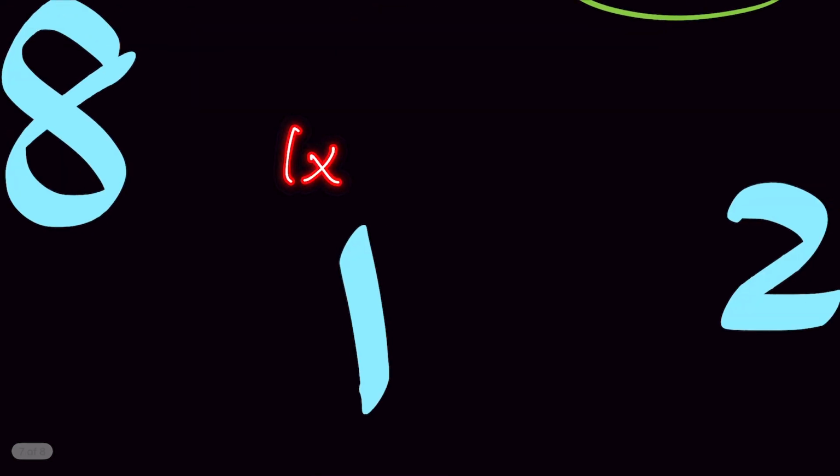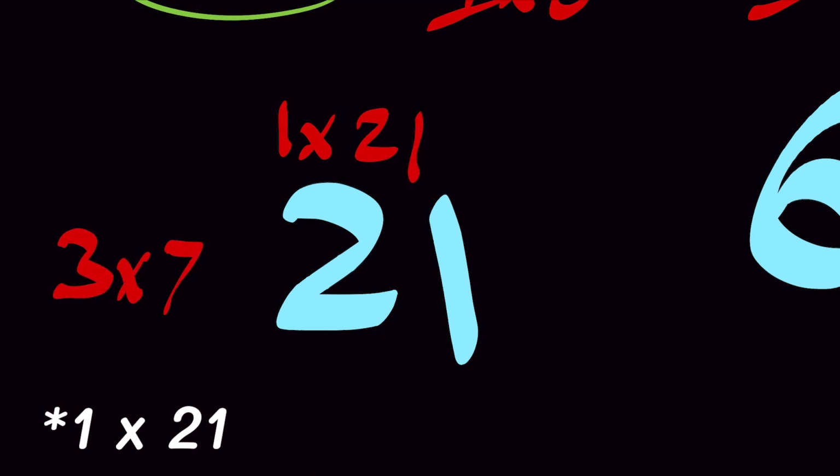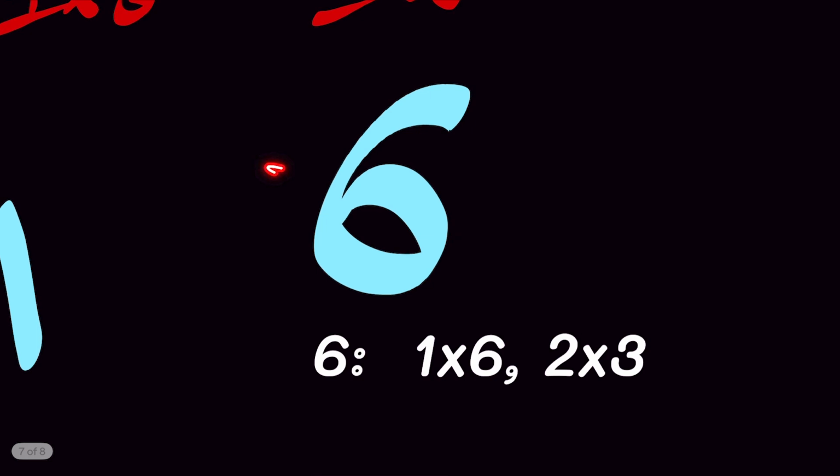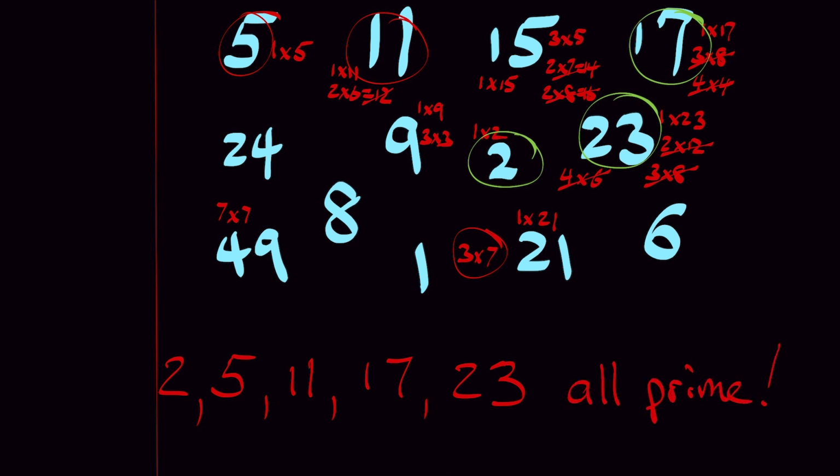If I look at 1, well, 1 times 1 is 1, only one factor. 21 is odd, however, so I can list 1 times 7, but I remember my times table, 3 times 7 is 21. That means it is composite. 6 is an even number. I've got 1, 2, 3, and 6. Let's see here. I've got 5, 11, 17. I've got 23, don't forget 2, and all of those are prime whole numbers.